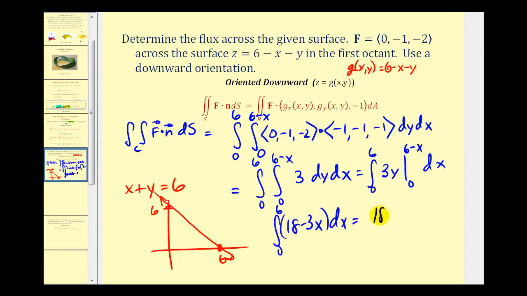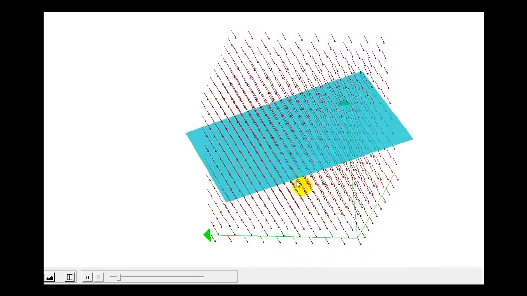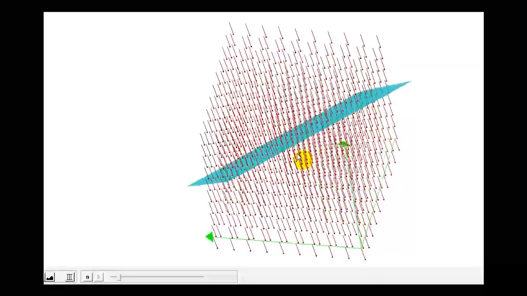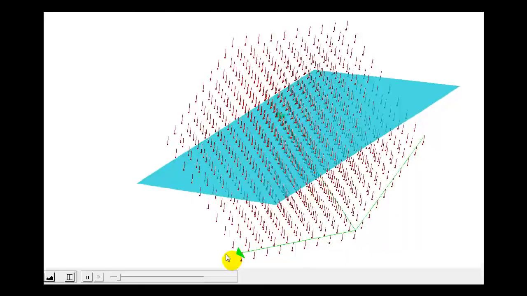So we're going to have 18x minus 3 halves x squared. Subbing in 6 for x, we'll have 18 times 6 minus 3 halves times 6 squared, all minus 0. This is going to give us 108 minus 54, which is 54. And again, we can view that value of 54 as the flow rate of the rain on the given roof. I think we'll stop here for this video and take a look at a second example in part 2.